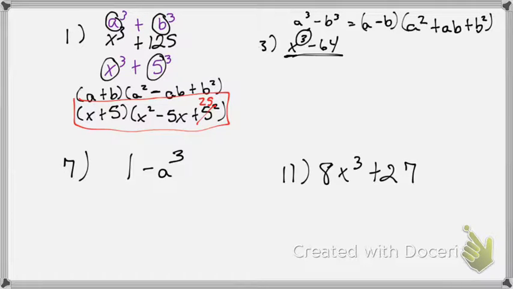So we need to know what a and b are. We look at the cube chart at the front of the room. We can see a is going to be x, and we can see b lines up with 4 cubed. So that's going to tell us b is 4. All we have left to do is fill in the formula.